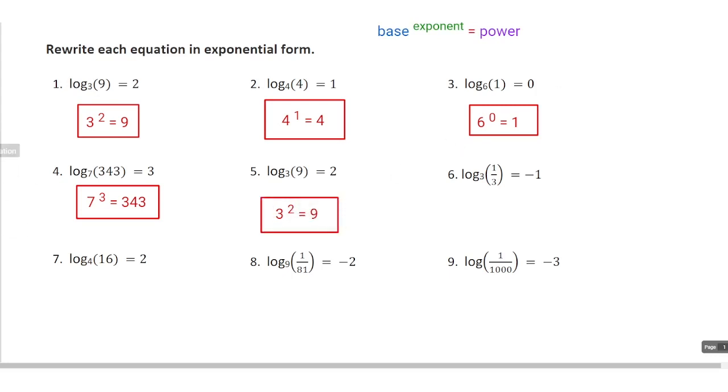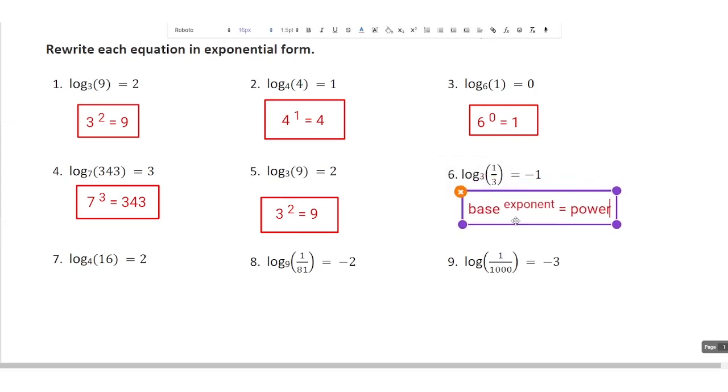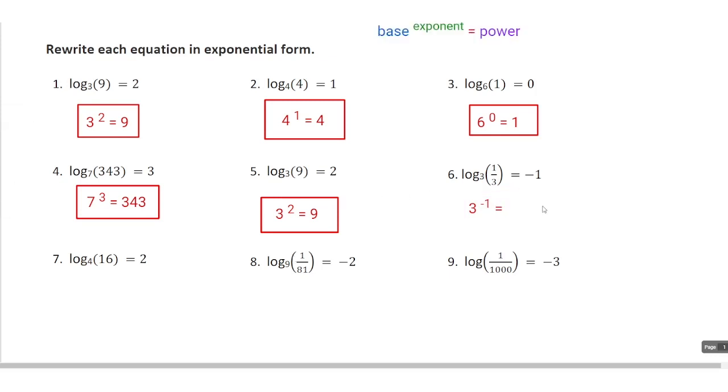On number 6, we've got a negative exponent, so that's why we've got this fraction here in the parentheses. So our base is going to be 3. Exponent's going to be negative 1. And our power is 1/3. I'm going to have to type that out separately here. There's number 6.